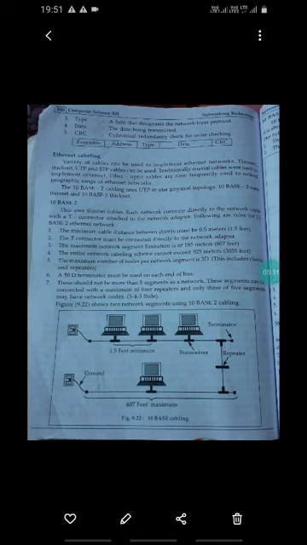Ethernet cabling: a variety of cable can be used to implement Ethernet networks. Thinnet, thicknet, UTP, and STP cable can be used. Traditionally, coaxial cable was used to implement Ethernet. Fiber optic cable is now frequently used to extend the geographic range of Ethernet networks. The 10BaseT cabling uses UTP in star physical topology. 10Base2 uses thinnet and 10Base5 uses thicknet. So these are the Ethernet cabling.